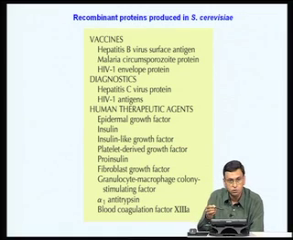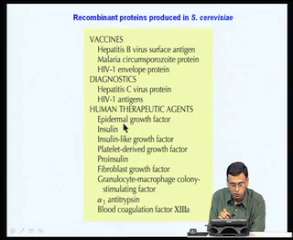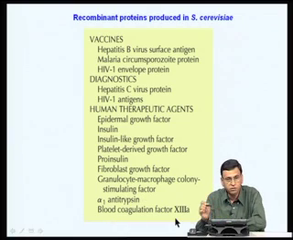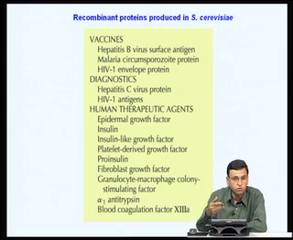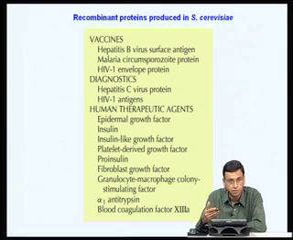Many human proteins which have very important therapeutic benefits, such as epidermal growth factor, insulin, PDGF, proinsulin, GM-CSF, antitrypsin, and many blood coagulation factors like factor VIII, have been very successfully expressed in Saccharomyces cerevisiae using the various expression vectors I have listed here.